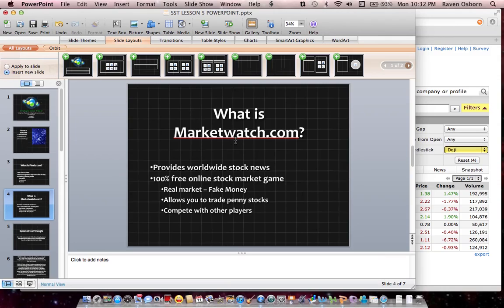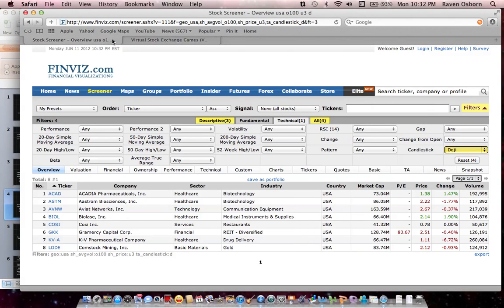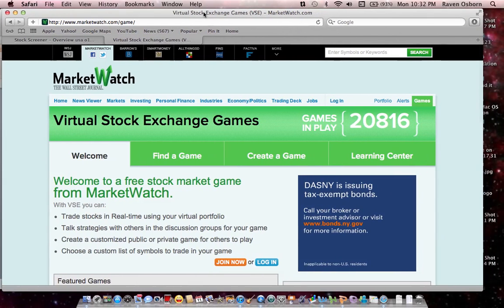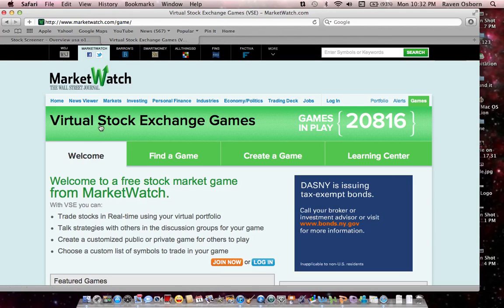Next thing was marketwatch.com, which provides worldwide stock news and a free online game. This is their website, Virtual Stock Exchange Games, and here's just a little bit of what they allow. Trade stocks in real time using your virtual portfolio, talk strategies with others in discussion groups for your game, create a customized public or private game for others to play, or choose a custom list of symbols to trade in your game.